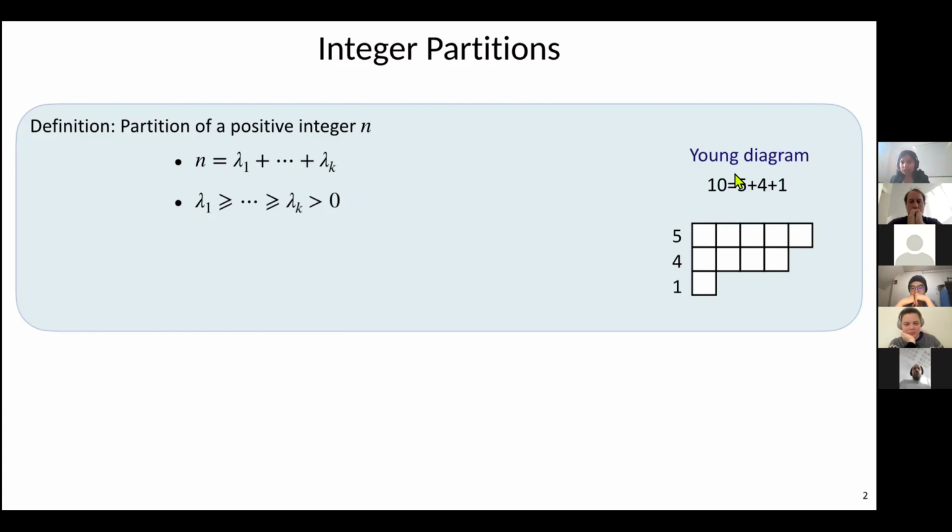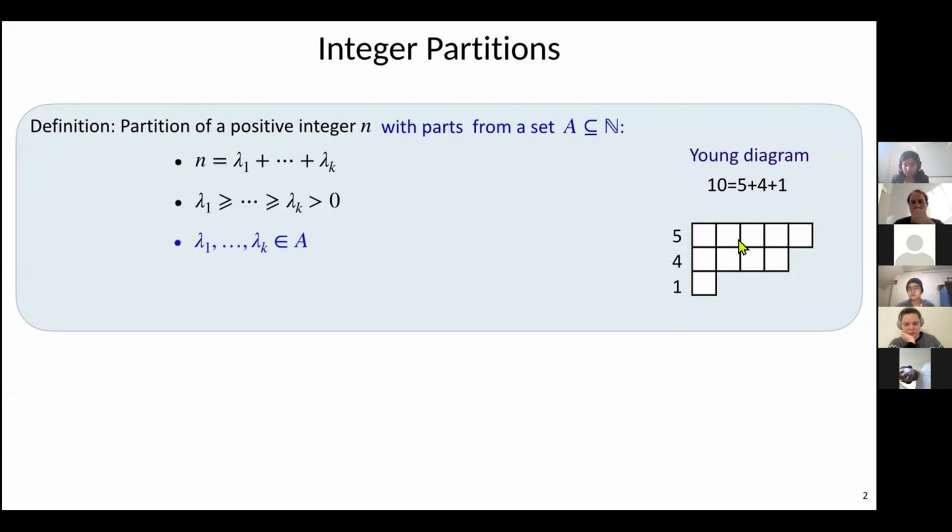You can visually realize this through Young diagrams. So for example, 10 can be partitioned as 5, 4, and 1. So you either write it as 5, 4, 1, or you can actually write 5 boxes in the first row, then 4 boxes below that, and 1 box below that. So this is called a Young diagram.